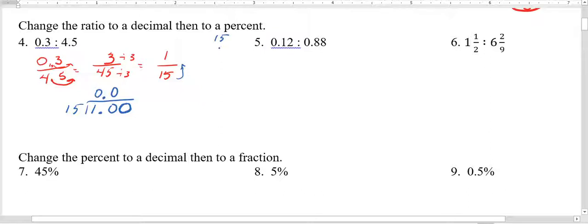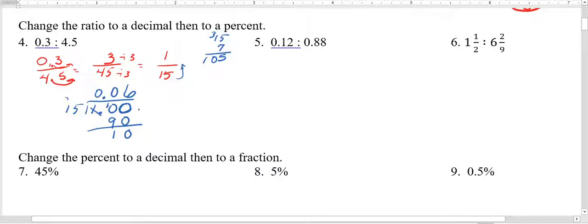So I can do 15 times, let's try 7. 7 times 5 is 35. 7 times 1 is 7. Plus 3 is 10. That gives me 105. So that's too much. So it has to go 6 times. So 6 times 5 is 30. Carry my 3. 6 times 1 is 6. Plus 3 is 9, so 90. And then subtract, so that means I have to borrow.